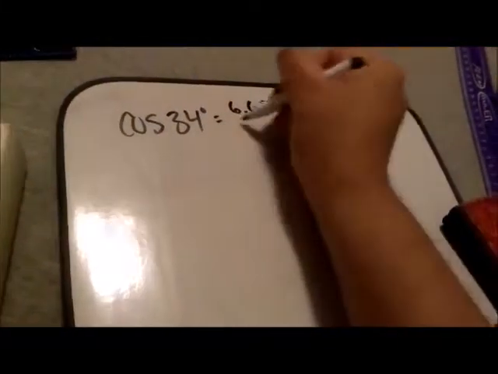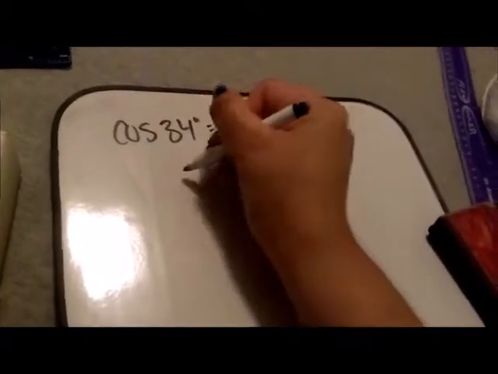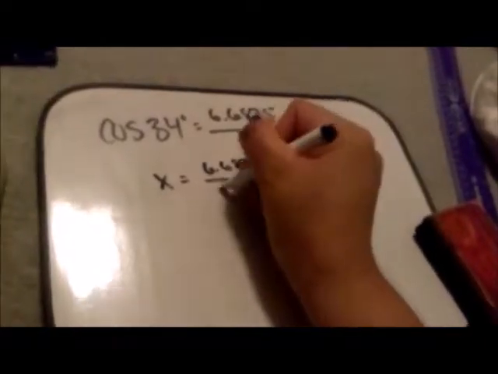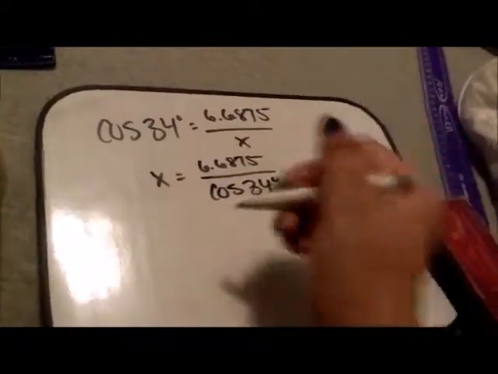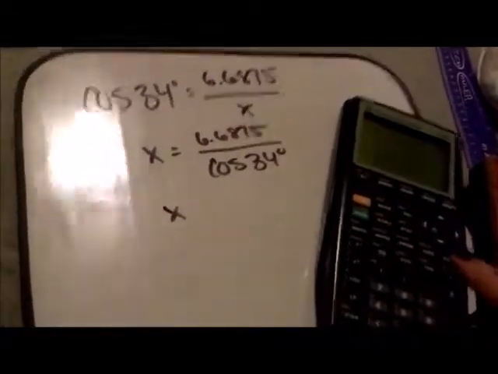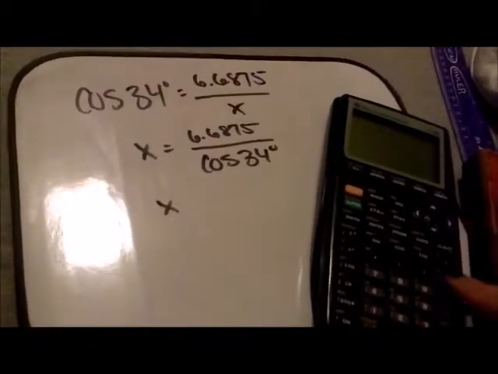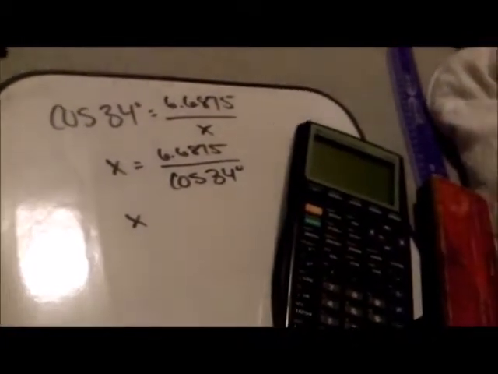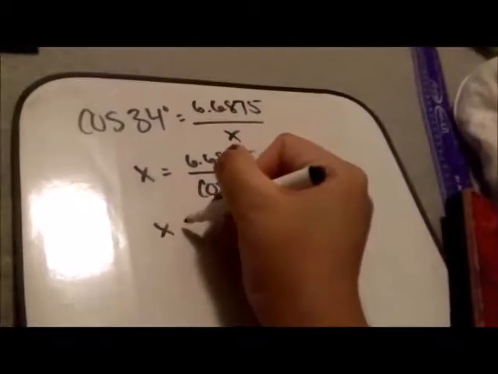So I would write it out as cosine 34 degrees is equal to 6.6875 over x, and you would have to switch that out so x equals 6.6875 over the cosine of 34 degrees. And then when you put that in the calculator, 6.6875 divided by the cosine of 34, I get 8.0665.